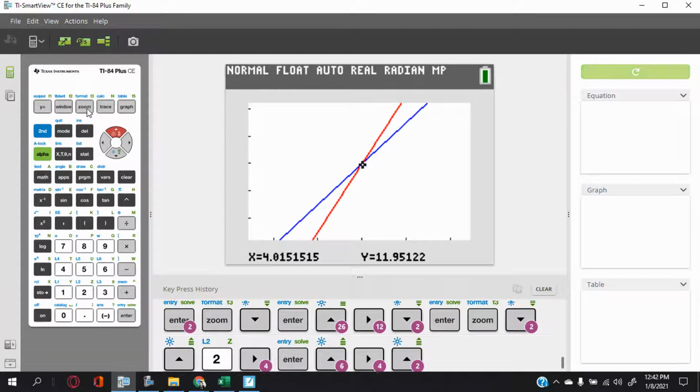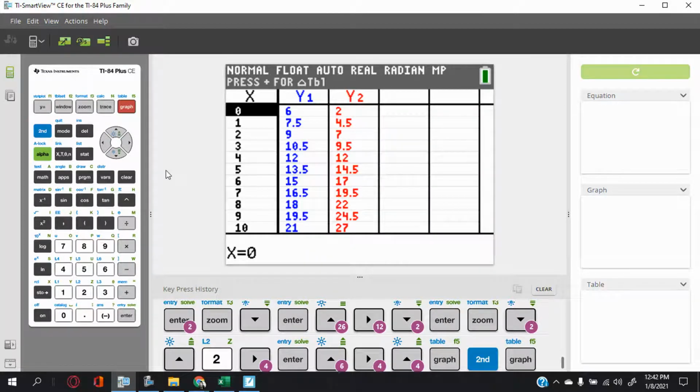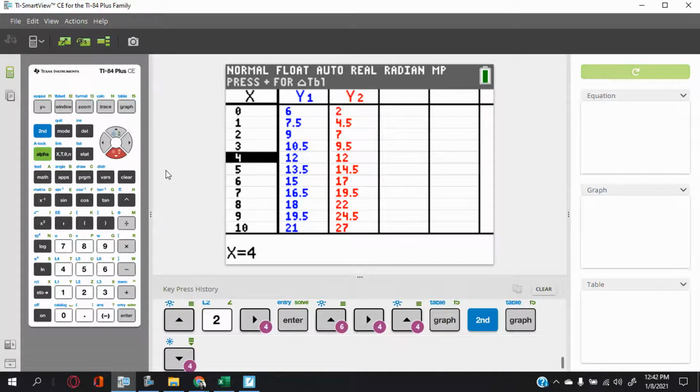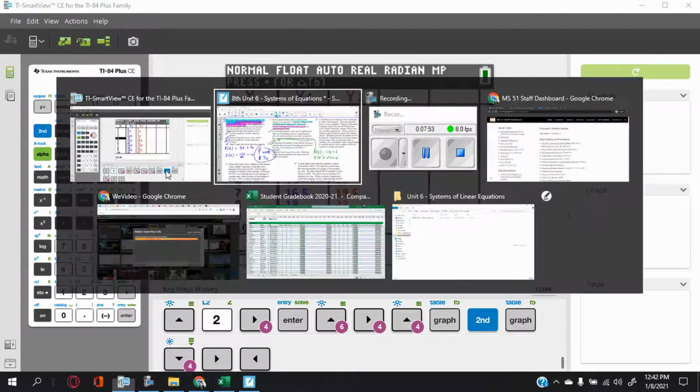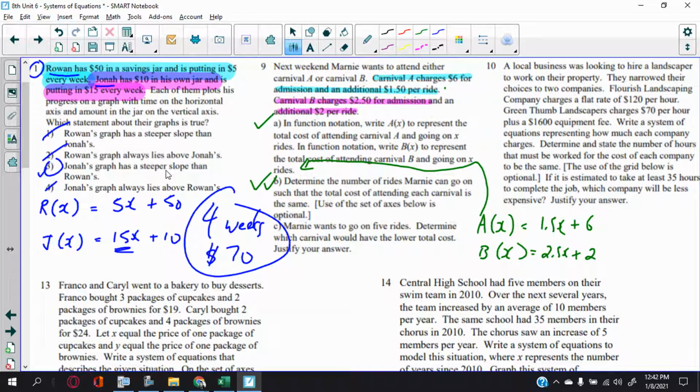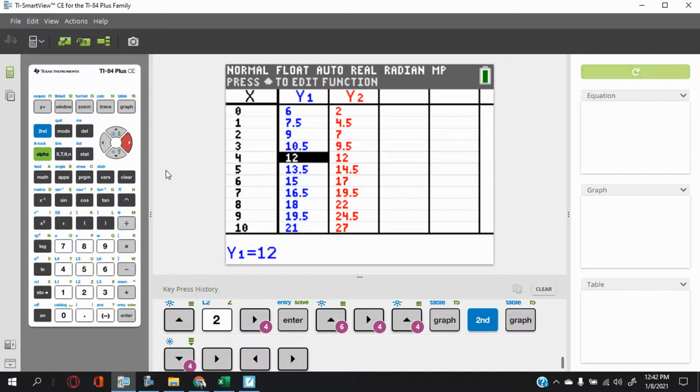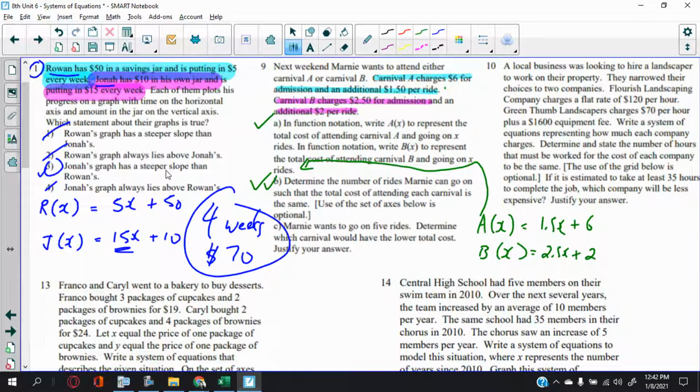All right, let me see if I could surmise a solution. My guess is gonna be 4 and 12. All right, that's my guess. All right, let's look at the table of values. Yep, bingo, right? So by the time you go for 4 rides, it would have cost the same, $12 each. Okay, so the number of rides is 4 rides.